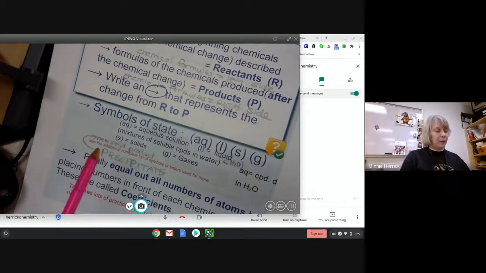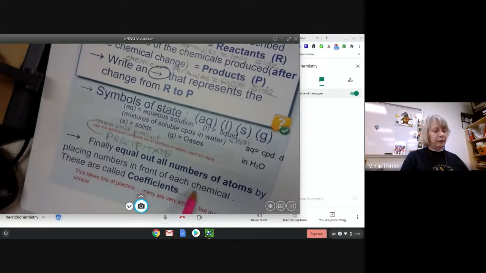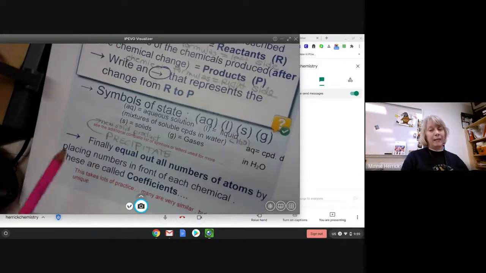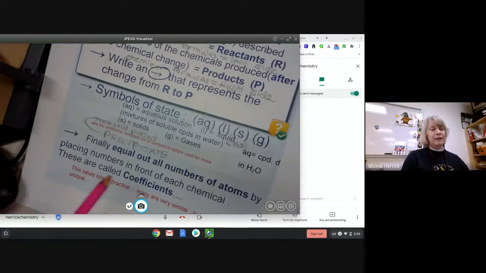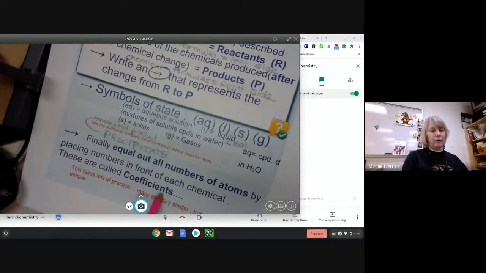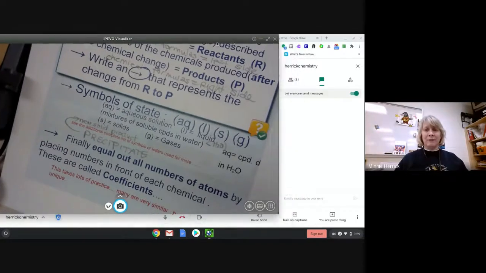Okay. Now we're going to equal out the number of atoms by placing numbers in front of each chemical. Now, if you don't have a number in front, then you just have the number 1. But if you're going to double it or triple it, or have multiples of each chemical, we're going to put a number in front. We're going to call that a coefficient. So that's what we're going to be doing a lot of this unit.